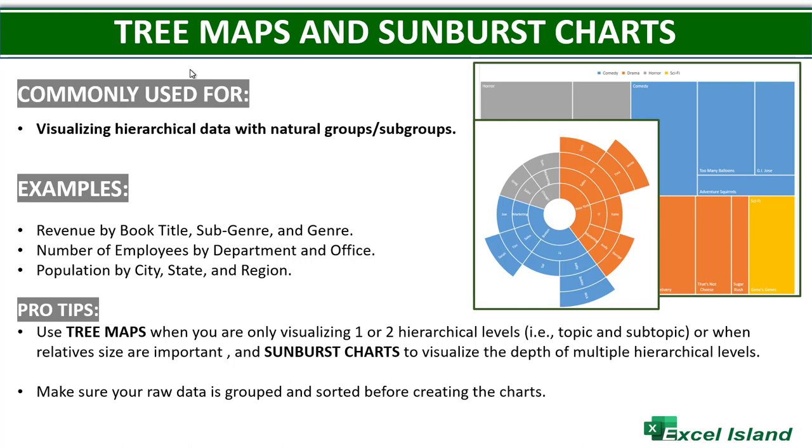A couple of pro tips here. Use Treemaps when you are only visualizing one or two hierarchical levels like topic and subtopic, or when relative sizes are important. And use the Sunburst chart to visualize the depth of multiple hierarchical levels, where you have more levels and more subgroups. Another pro tip, which is very important, is that you make sure your raw data is grouped and sorted before creating this chart. And I'll show you the reason why I'm telling you these pro tips.